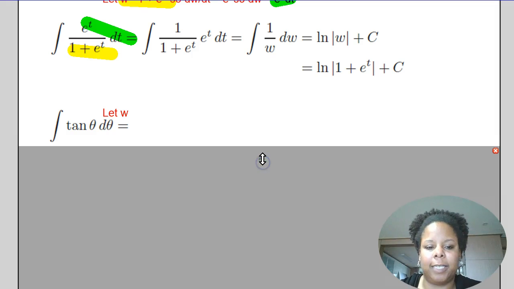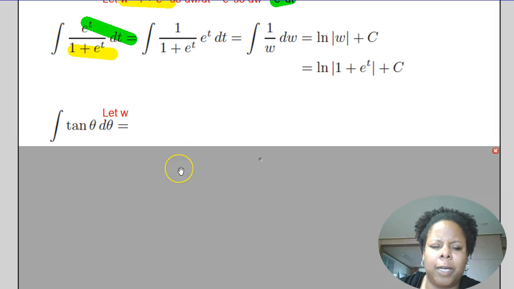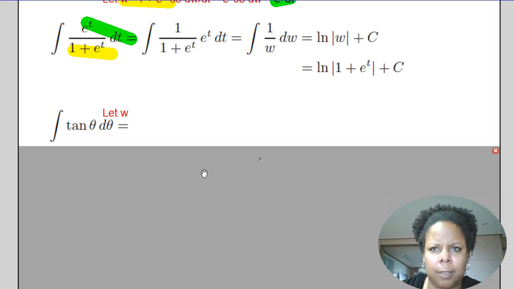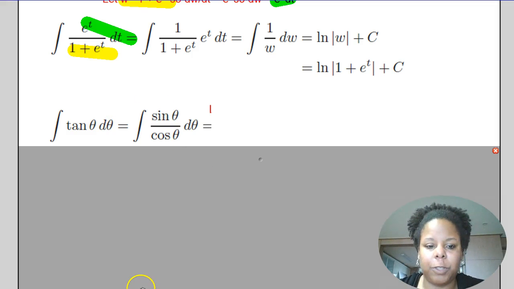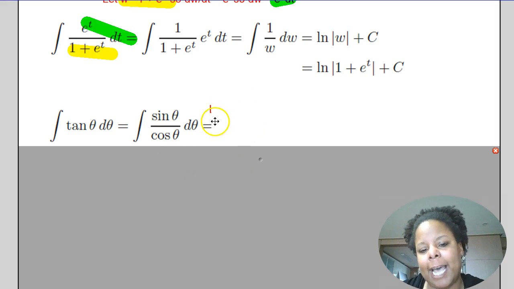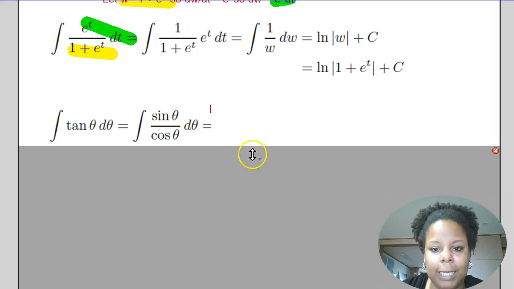Integral of tangent theta d theta, which is not an elementary integral. And I know some of you are saying, well, I don't see the derivative of tangent, which is secant squared. You're right, you don't. But let's represent tangent in terms of sine theta and cosine theta. And then some of you may be able to say how you could use the substitution method. Hint, hint, look right above what we just did.